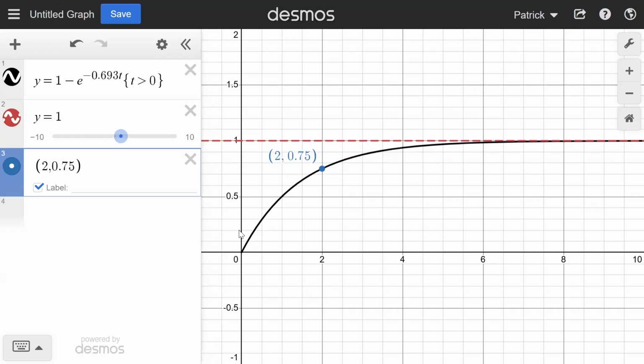So here we have the graph of y. I plotted the point 2, comma 0.75. Notice also that we basically have after 2 years, 0.75 or 750,000 people have heard of the product. Notice that the horizontal asymptote for this graph is at y equals 1, which is the maximum population here of 1 million potential customers.